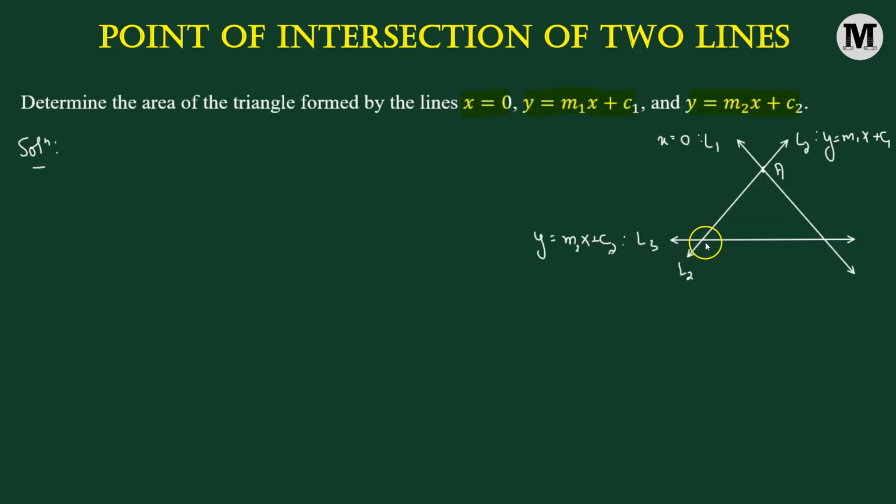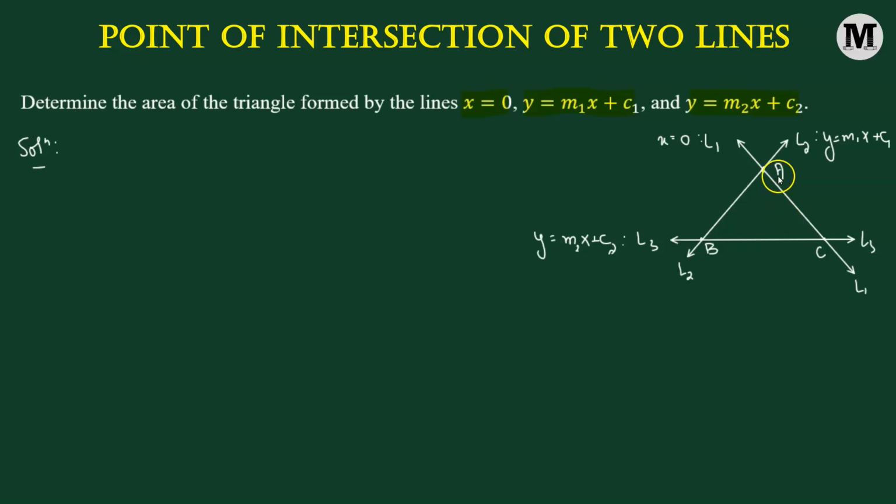L2 and L3 intersect at the point B, and finally the line L1 and the line L3 intersect at the point C. As we can see, clearly a triangle is being formed, with vertices A, B and C. Our goal is to determine the area of this triangle. Before doing that, we need to find the coordinates of A, B and C.